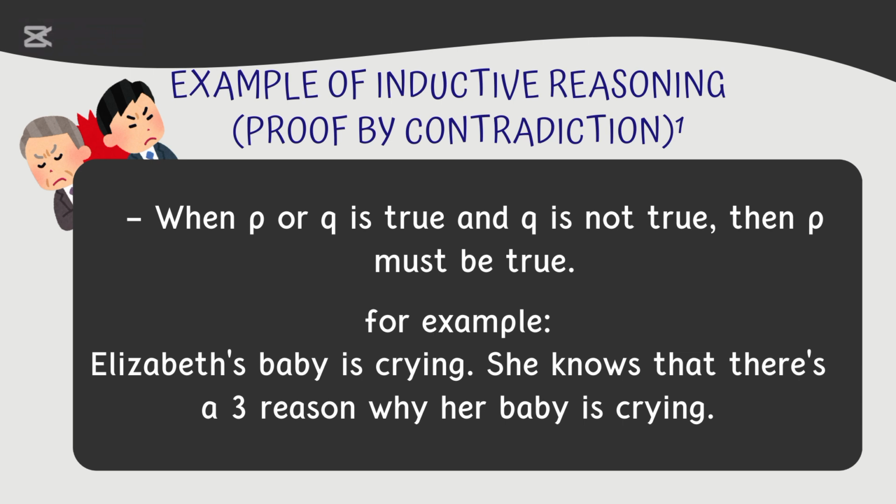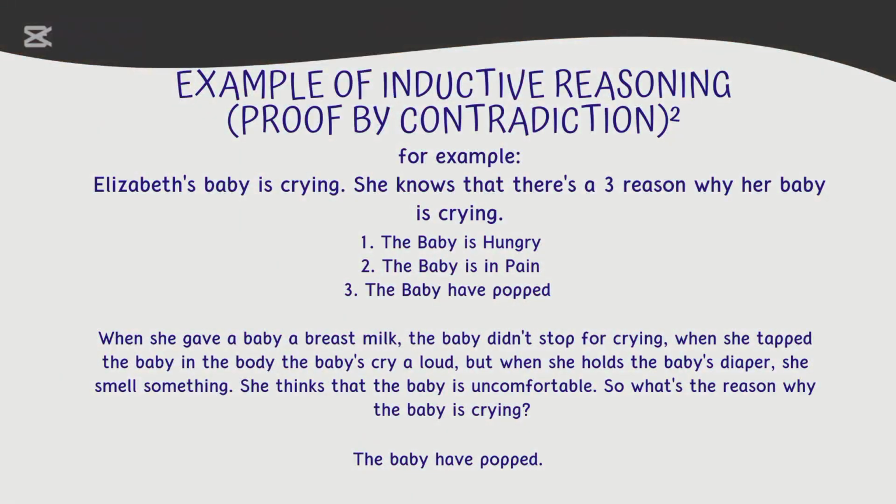She knows that there's a clear reason why her baby is crying. So, nagbigay daw siya ng sitwasyon, 3 sitwasyon kung bakit umiiyak yung baby ni Elizabeth. The first statement, maybe the baby is hungry. The second one, the baby is in pain. The third one, the baby have food. So, dun sa statement na yon, base sa kanyang observation, when she gave the baby breast milk, the baby didn't stop crying.